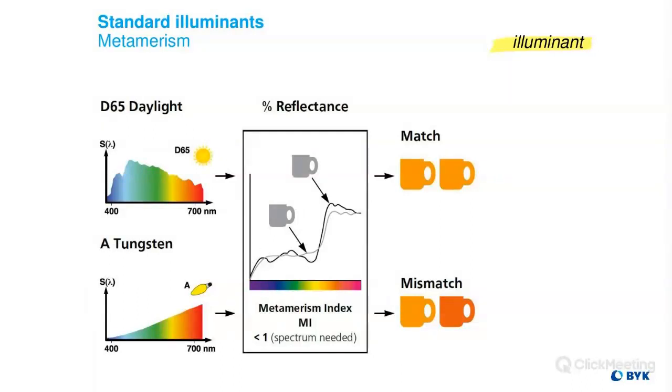And now it is possible for different spectral curves to produce the same color under a given lighting condition. But if you switch lighting conditions, as for example here, we've gone from D65 to the A light source or illuminant, they suddenly don't match. And that's called metamerism, when colors match under one light source but not under another.